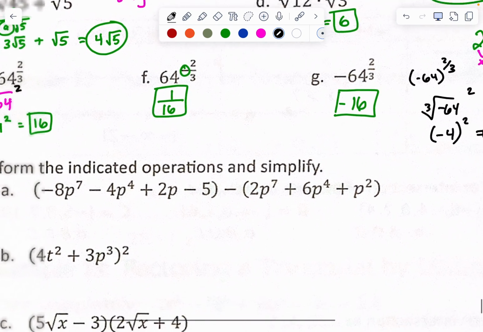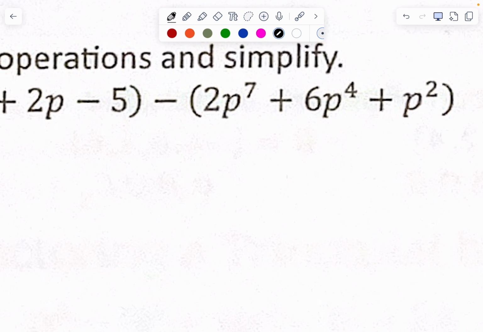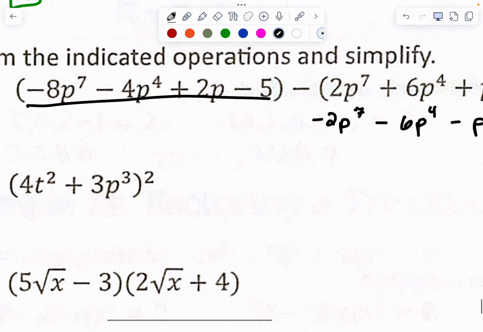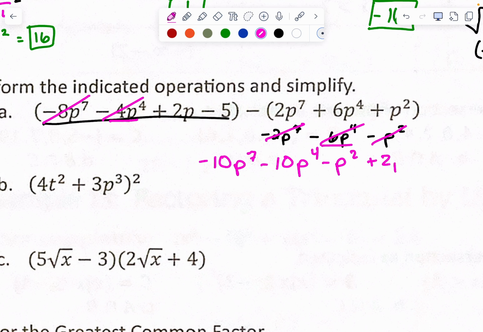Good? All right, what do we do on A, on 9? Distribute the negative first. Distribute the negative through the back, right? So this is negative 2p to the 7th, negative 64p to the 4th, negative p squared. All this other stuff in the front here, you can rewrite it if you want to, but we're just combining like terms, right? P to the 7ths, how many? Negative 10 p to the 7th, right? The next one is p to the 4th, negative 4 and negative 6, so negative 10 of those, right? Then negative p squared. Then 2p plus 2p minus 5, yeah? Is that all of them?